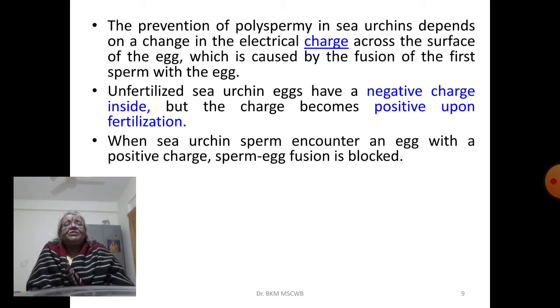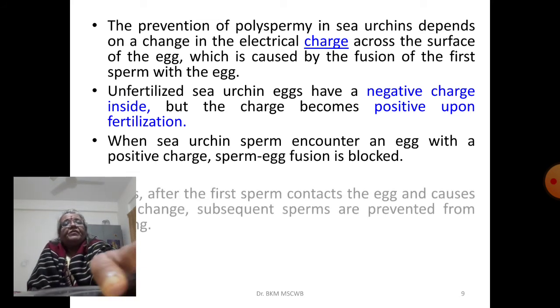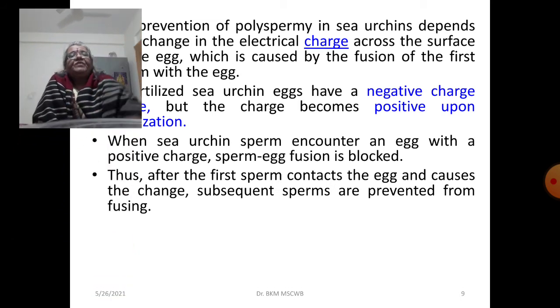When sea urchin sperm encounter an egg with a positive charge, in the next PPT I will show you the diagram, sperm-egg fusion is blocked. Alright. So, thus after the first sperm contacts the egg and causes the change, subsequent sperm are prevented from fusing. This is because sperm have positive charge on their membranes, and when the inside of the egg also has positive charge, there is repulsion.